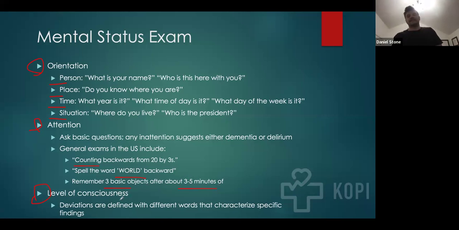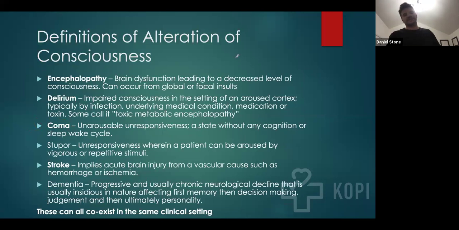Level of consciousness is generally something that is defined by clinical findings. Now, there are different types of alterations of consciousness. These are definitions and not necessarily something that I would take beyond what we use the words for. So, encephalopathy, delirium, coma, stupor, stroke, and dementia are all terms that describe alterations of consciousness. There are many other different definitions, but those are the general ones that I want you to remember.